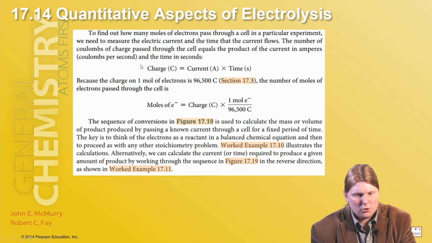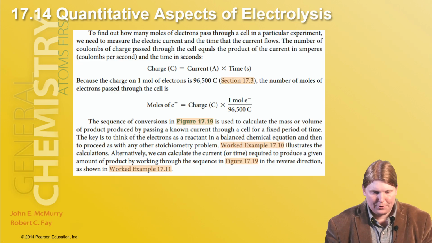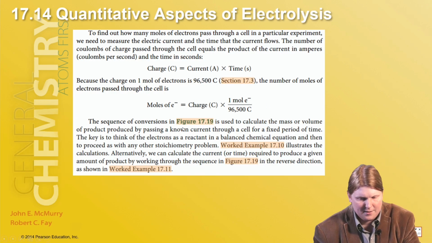So charge in coulombs is equal to the current times time. Current is in amps, and amps is coulombs per second, so we multiply time by current to get charge. So this is where current is related to the amount of stuff. We talked a little bit about that earlier. And moles of electrons will equal the charge divided by the Faraday constant.